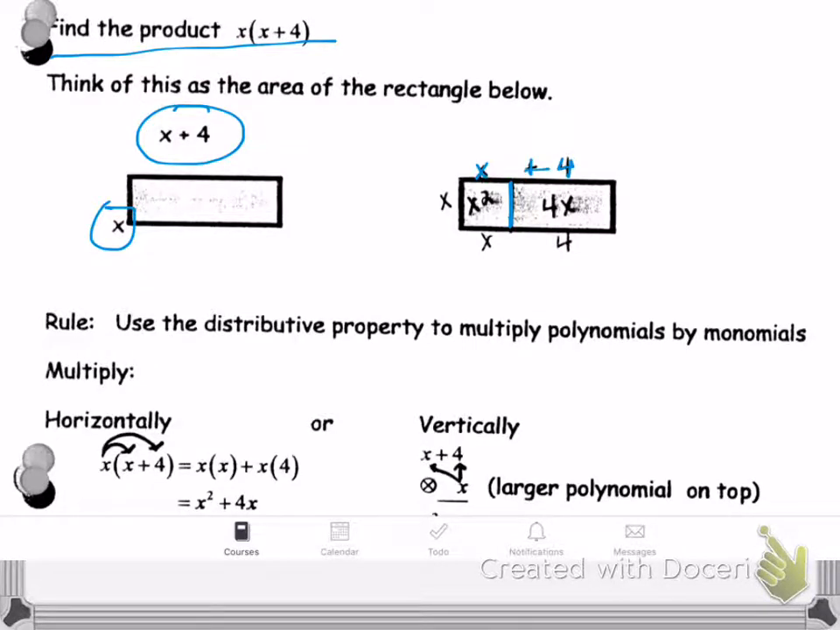Now if you multiply this x with this x, then you get x squared. And if you multiply this x with this 4, you get 4 times x, which is 4x. And so we get x squared plus 4x. Now, visually, that might be a little bit confusing. So if you scroll down, I can show you algebraically how this works.